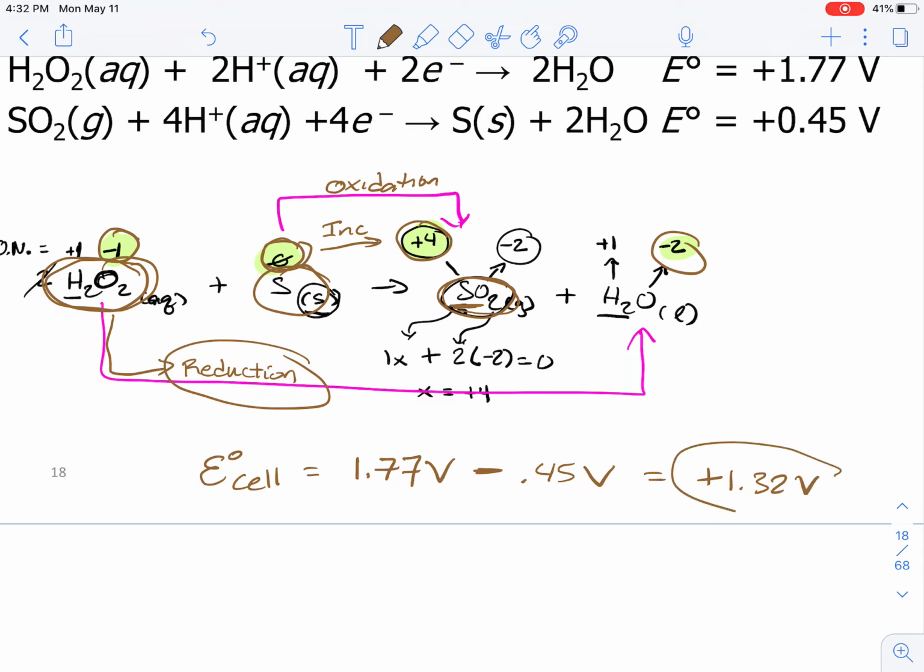Now that I know my calculated standard cell potential, by looking at the sign, I can see that the forward reaction is indeed spontaneous.